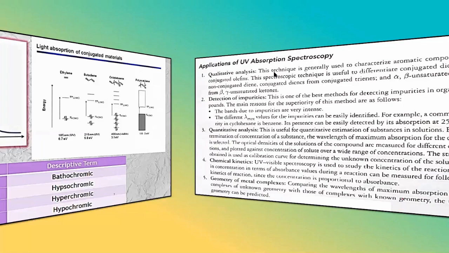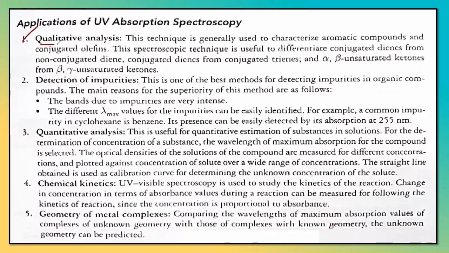Now some applications of UV visible spectroscopy. Number one is qualitative analysis, number two is detection of impurities, number three is quantitative analysis, number four is kinetics, number five is geometry of metal complexes. Let us explain each of these. First, qualitative analysis: how can we use this qualitatively? Qualitative analysis means we are trying to find out what type of group or what type of atoms are present, right? So basically we can simply characterize aromatic compounds using this spectroscopy.